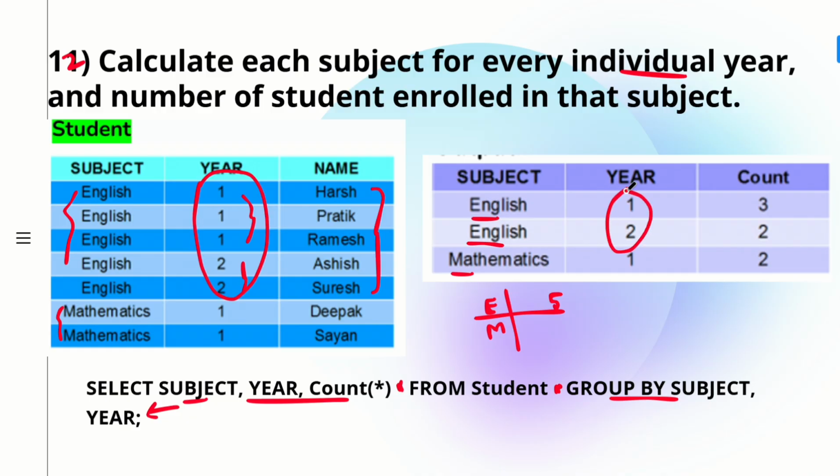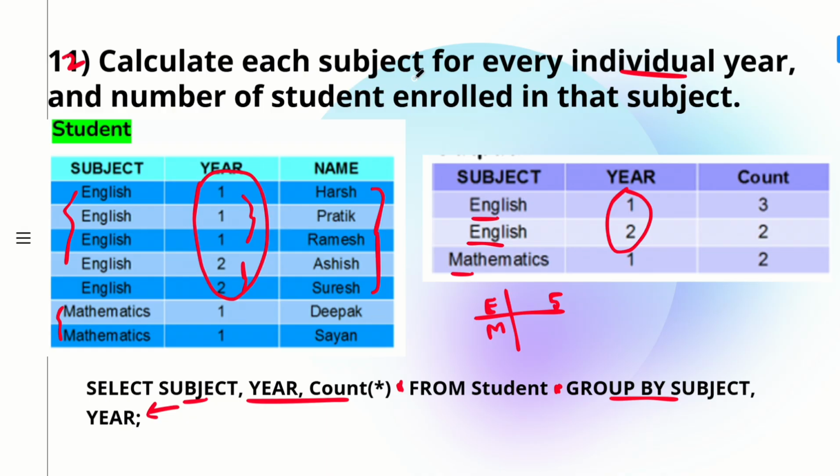Two different years are there. So years, like from first year English, three people, from second year English, two people, and from first year mathematics, two people. So this is how you can make use of group by. And it is not always that you will make use of only one group by column. They can be multiple, based upon, see, this is a very simple example.